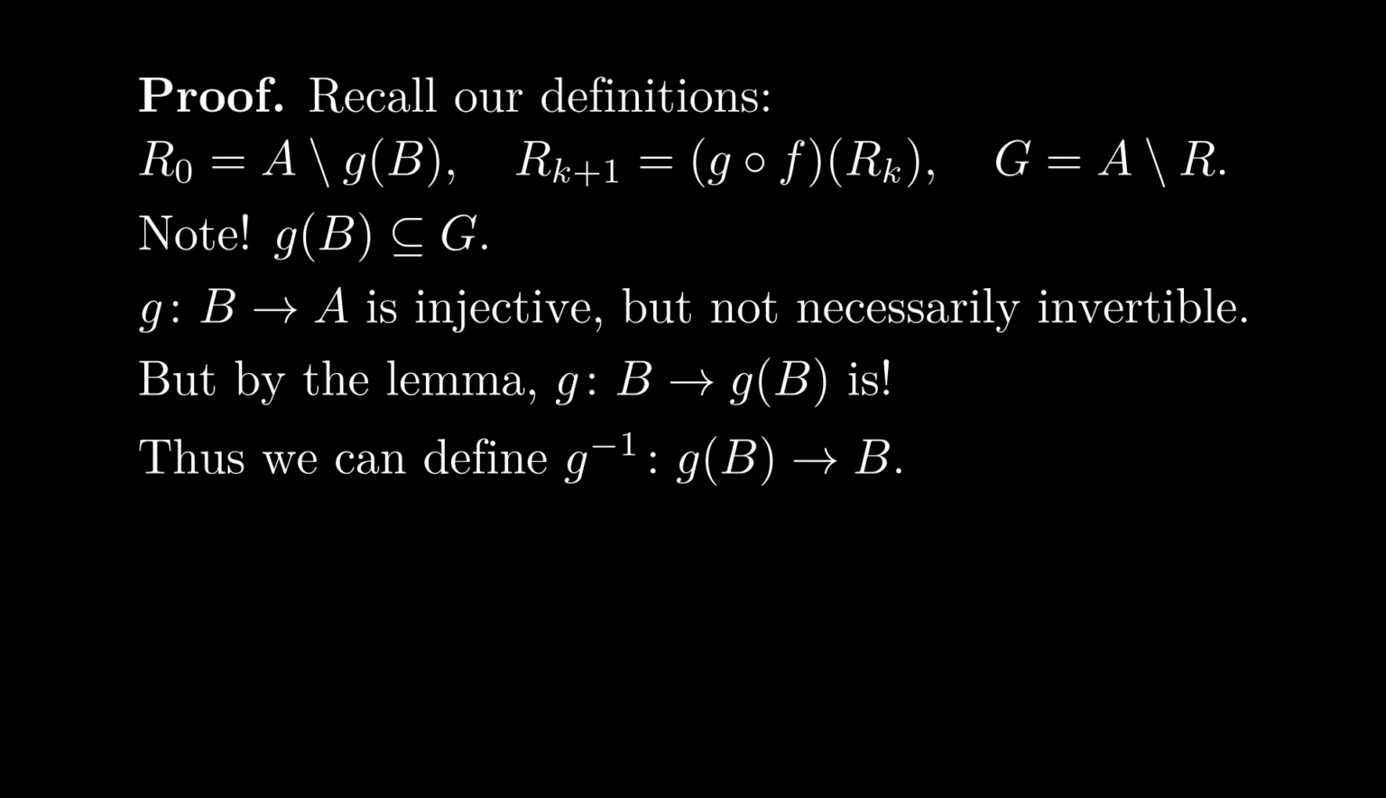So now we're in a position to define this map H. That's going to be our bijection. H is going to be defined as follows.